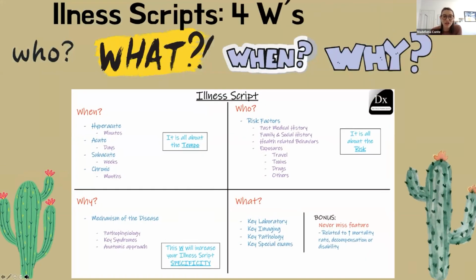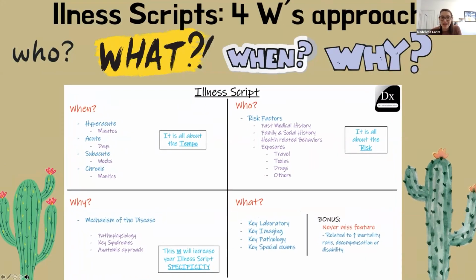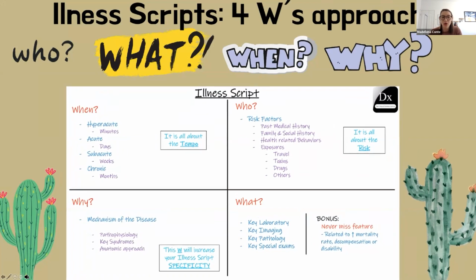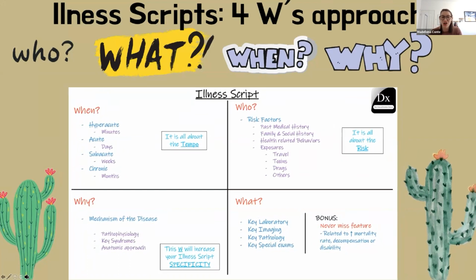So how is an illness script organized? The data gathered in an illness script can be organized into different categories, which are the 4 W's and the never miss category. The first W is when, which is all about the tempo of disease. The second W is who, which is about the risk factors and exposures the patient has had.